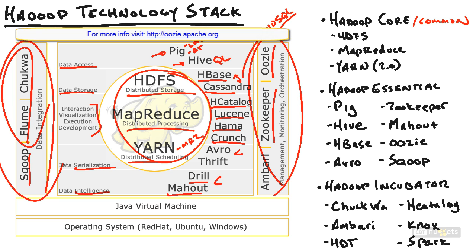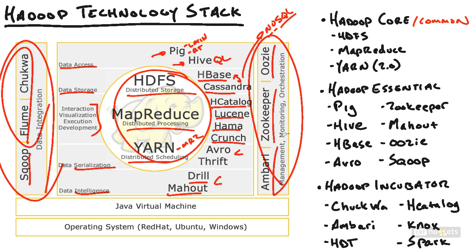Oozie is a workflow library that allows us to play connect the dots with a lot of these essential projects. Pig, Hive, and Scoop, for instance. Say that we wanted to run a Pig script, and when that was done, kick off a Hive query, and when that was done, start a Scoop job. That's what Oozie allows us to do. Workflow.